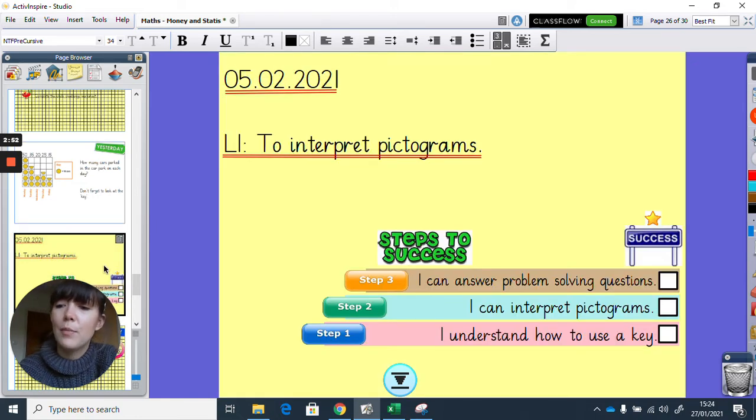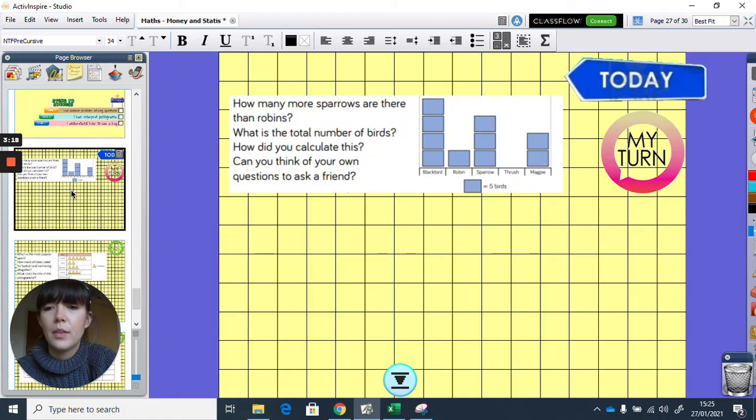So today, for Friday, the 5th of February, we're interpreting pictograms. Our step 1 is to know how to use a key. A key is when it says something like a circle equals 10 cars or a cupcake equals 2 cakes or whatever. Step 2 is I can interpret pictograms, and that also means you can answer questions on pictograms. And step 3 is to answer problem-solving questions with our chilli challenges, okay?